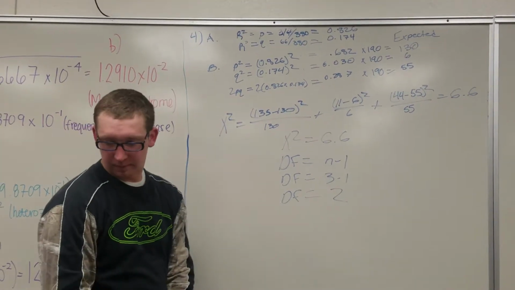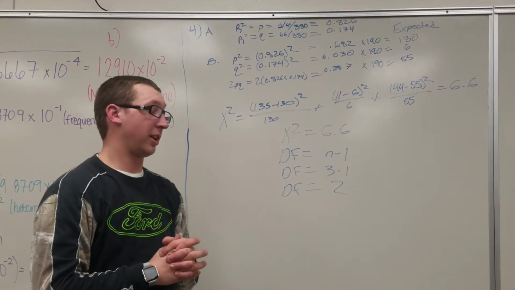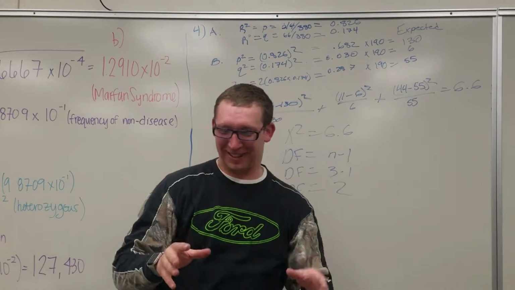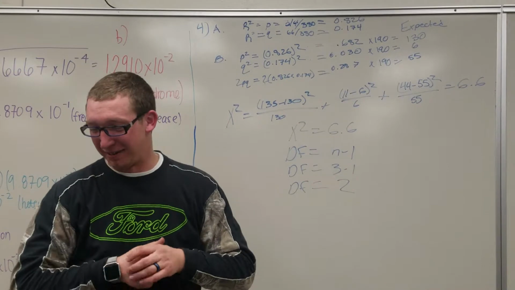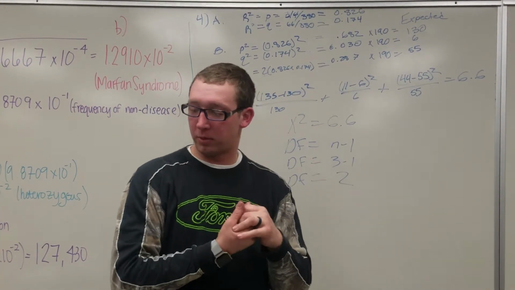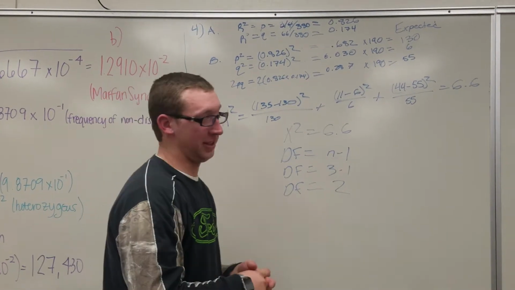For B, computer shut off. For B, it asks us to use a chi-square test. It's Greek. Oh my god, even something I don't even know. But anyway, a chi-square test to determine if this population is in Hardy-Weinberg equilibrium for the peroxidase trait. Generate a chi-squared value. I almost said it again.